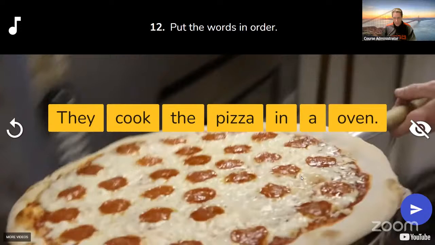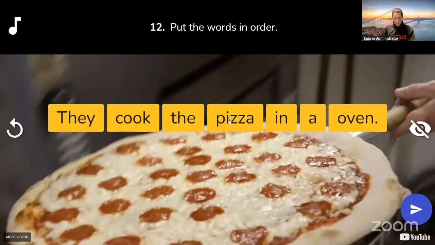Small mistake here. Okay, can you see the mistake? This is O, the vowel O. So this should be an. They cook the pizza in an oven. Okay. So that's the active voice. Once again, I'm not really sure who they are.